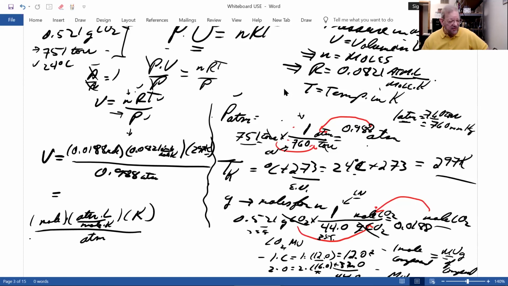Now let's take a look at this. If we forget about the bottom, moles divided by moles cancels out. And here, Kelvin divided by Kelvin cancels out. And finally, left on top is atmospheres and liters. Underneath is atmospheres, so that cancels out, and we're left with liters, which is a volume measurement. So we're on the right track. So again, unit analysis, our good friend, helps us out.